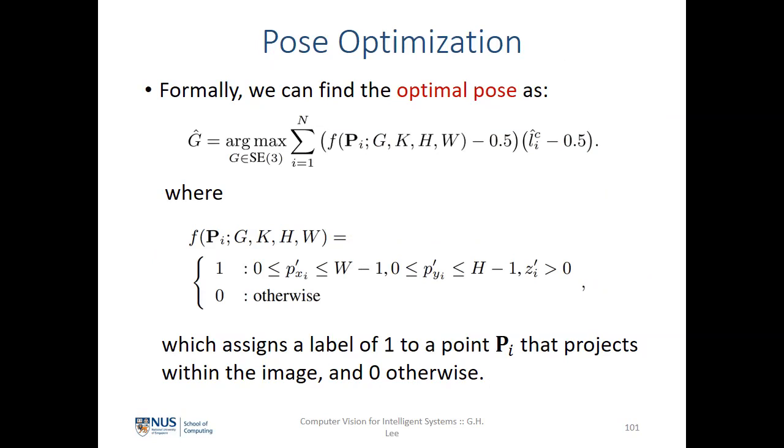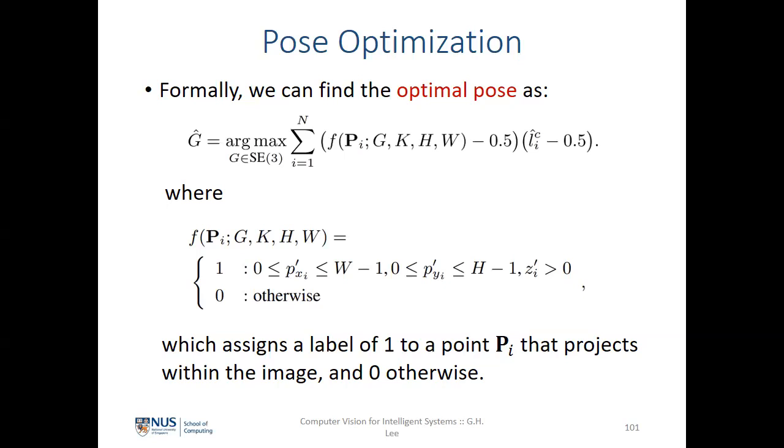One is that we want to shift the pose G such that if the points are inside the viewpoint, it would be 1. When we shift this, in the reprojection, if the point is inside, we give it 1; if it is outside, we give it 0. So 0.5 here. The other part is that we take the label given by the network, and subtract 0.5.